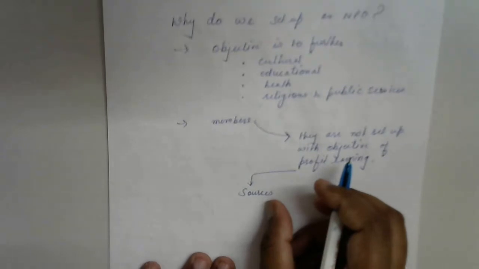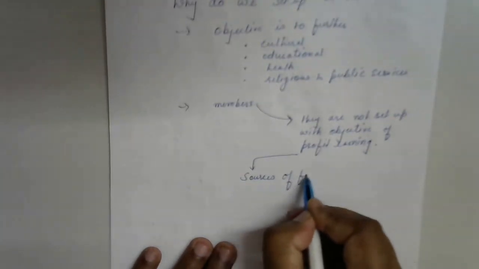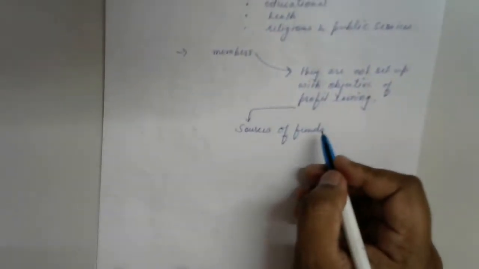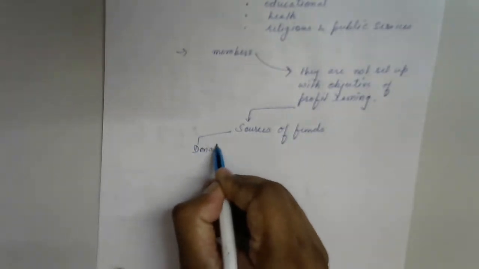Why would people invest money in that? Why would anyone, no one, even I would not invest. So what are the sources of funds? First of all, let's see what the sources of funds are. We have donations. We receive donations.